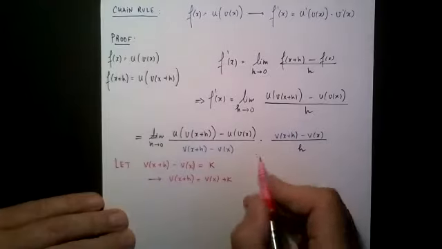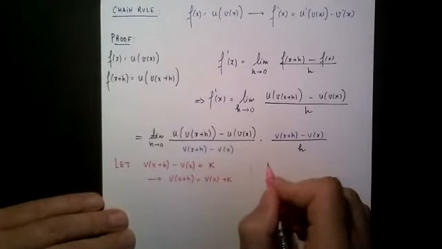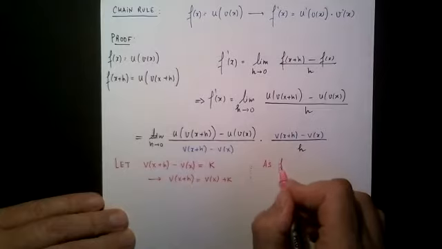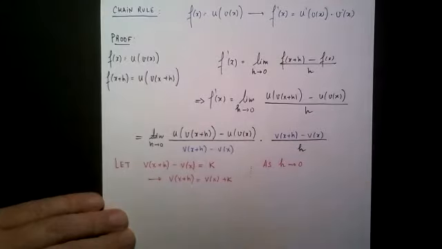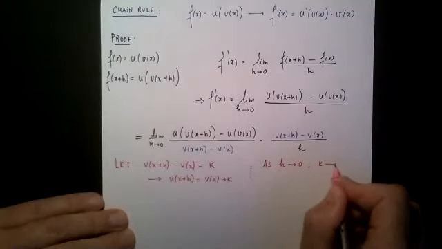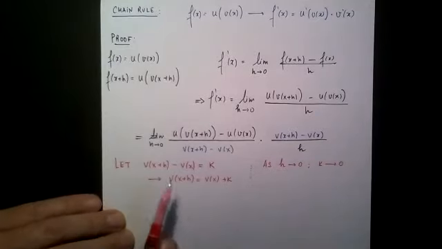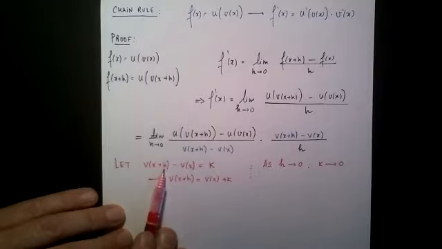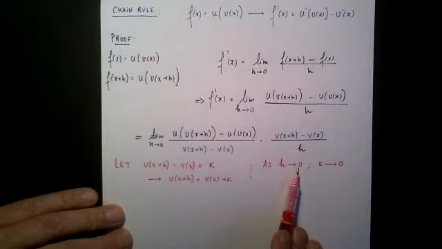Second thing to notice is that as h gets very close to 0, k also gets very close to 0, right? Because if h is very small, then this is getting close to v of x minus v of x, which is almost 0. If h is 0, then I'm going to have k equal to 0. So the closer h is to 0, the closer k is to 0 as well.